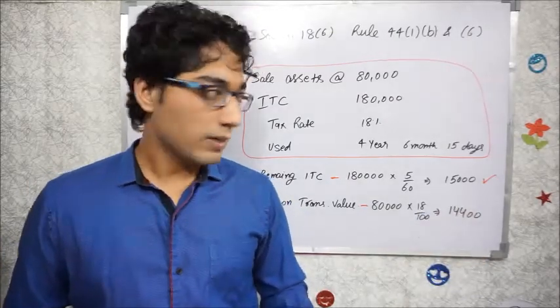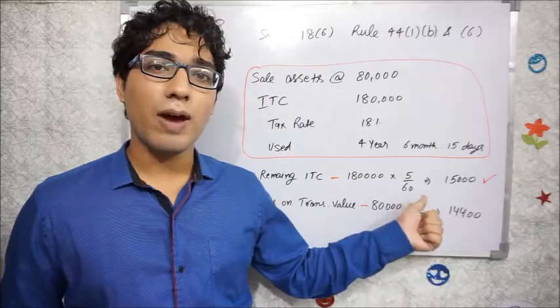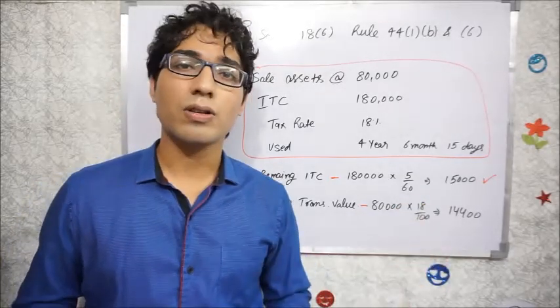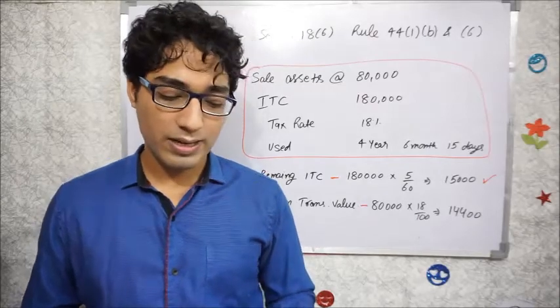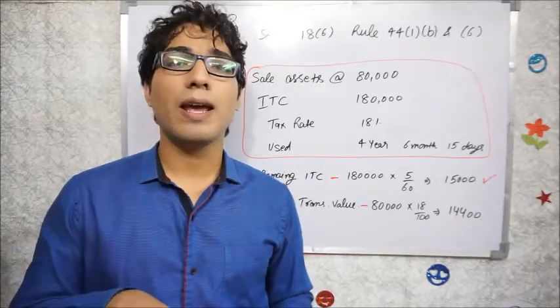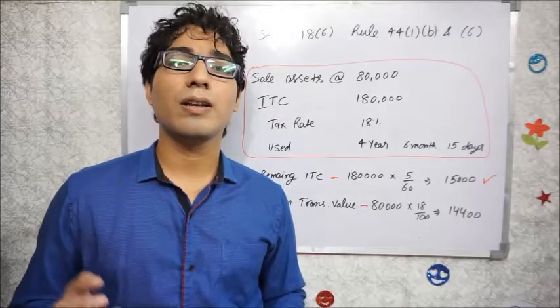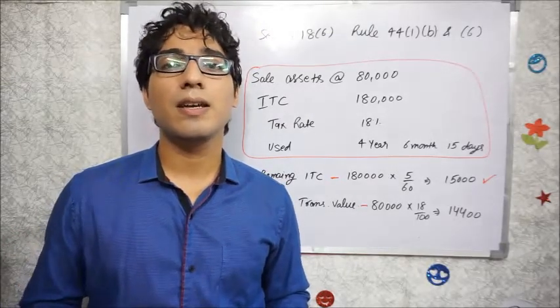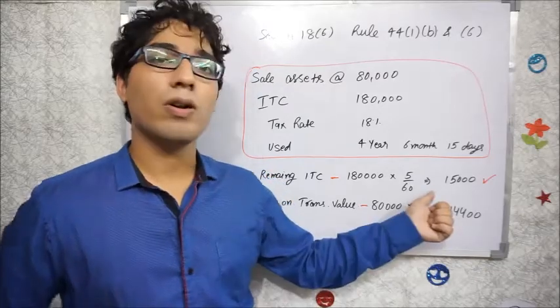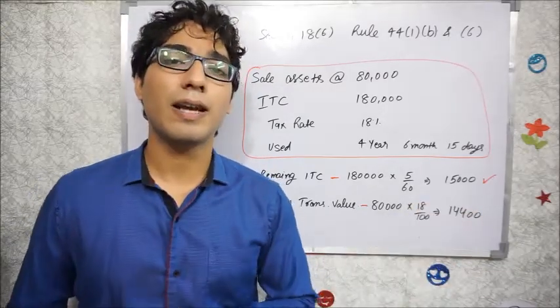And one more thing, this calculation you have to do separately for central tax, separately for state tax, and separately for IGST. At the time of purchase, you took CGST, SGST, and might be IGST. So separate calculations will be done for three different taxes.